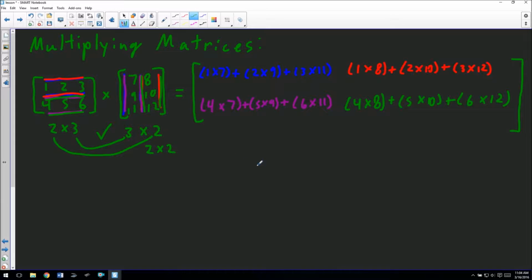Then we can just multiply, and I just put this in my calculator: you multiply all these together and then add them all up. If you put it in with the brackets in your calculator, you can put that all in and just hit enter and it'll give you a number. The number I get is 58 for the first entry. I get 64 for the second one. I get 139 for the third one. And then for the last one, I get 154. And as you can see, this is a 2 by 2 matrix, just like we had determined right at the very start.